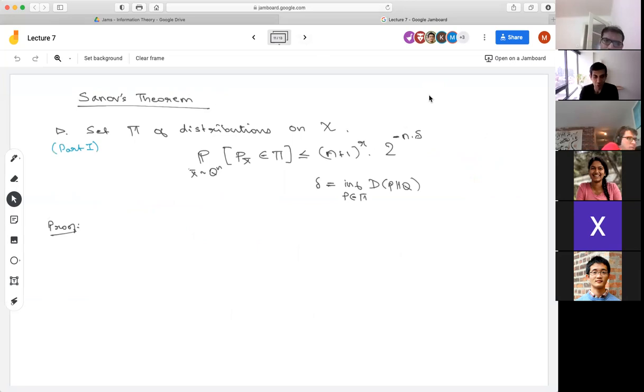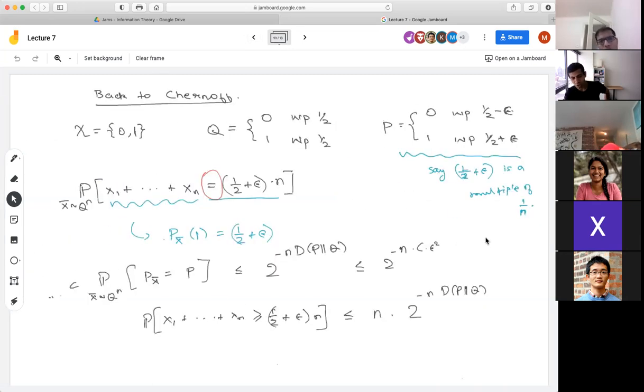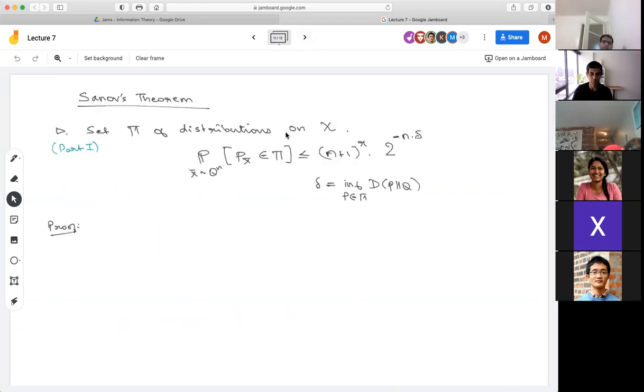So I'll state and prove the theorem in two parts, the upper and lower bound. Just again observe on the previous example that this 2 to the minus n times epsilon square was not just an upper bound, but also a lower bound. So it also tells us that the Chernoff bound is tight, at least if you are only interested in the exponent. So the probability is also lower bounded by the same number, or almost the same number. And all of these things hold in more generality. So let's prove that in Sanov's theorem, and we'll use this theorem later in various applications to hypothesis testing, etc. Any questions before we proceed to this?